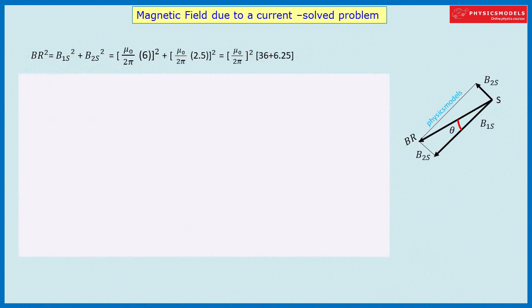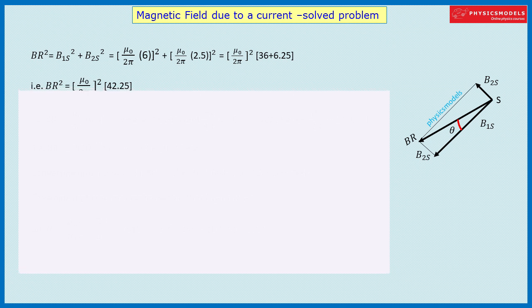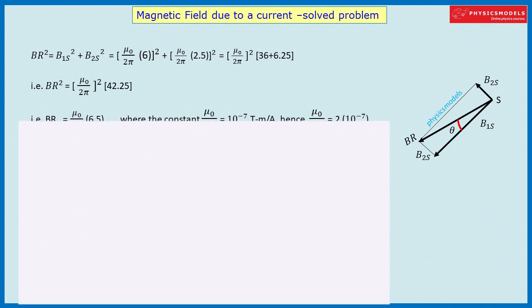Having done that tricky thing in the previous slide, now it becomes easier. And if you see the sketch on the right hand side, you have the two vectors B1S and B2S, which are perpendicular to each other, and you have the resultant vector BR, which we have to find out. And BR squared will be simply B1S whole squared plus B2S whole squared. So plug in the values, and as you can see step by step, you will find that BR squared is equal to mu 0 by 2 pi whole squared into 42.25.